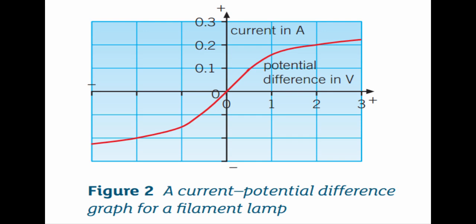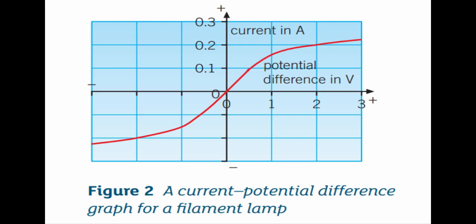Here the resistance increases as the current increases, so the resistance of a filament lamp increases as the filament temperature increases. The atoms in the metal filament vibrate more as the temperature increases, so they resist the passage of electrons through the filament more. The resistance of any metal increases as its temperature increases.